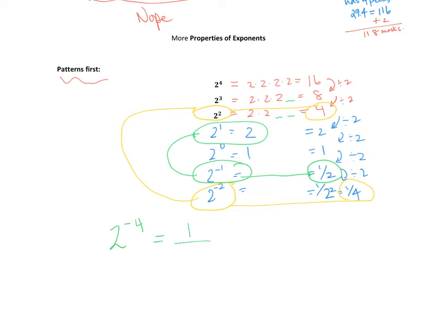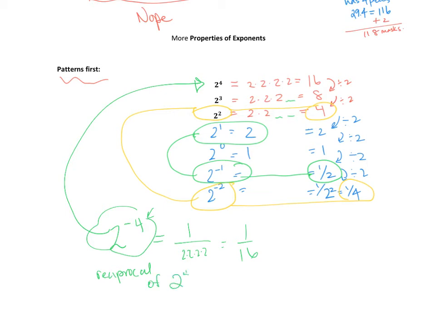Yep, it's 1 over, you're dividing by 2 4 times now, so that's 2 times 2 times 2 times 2, but that will be 1/16. This should be the reciprocal of 2 to the 4th. Positive 2 to the 4th.